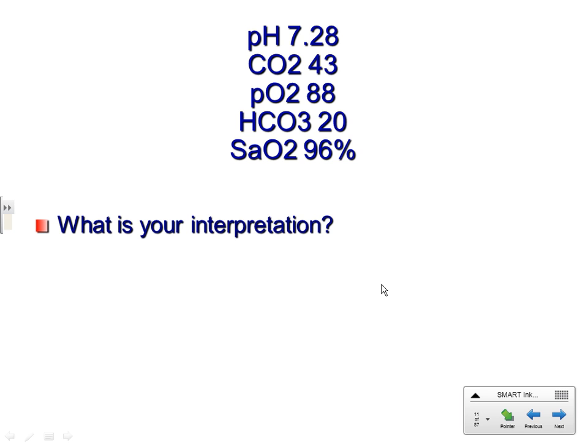Okay, what do we have here? pH of 7.28. Acidosis or alkalosis? Acidosis. CO2 is 43. Normal, high, or low? Normal. So what do you think, just looking at those two? It's probably metabolic acidosis, right? And you're going to confirm that by looking at the oxygen. The oxygen looks good, so you know you don't have a respiratory problem. The O2 sat is really good. Again, you know you don't have a respiratory issue.